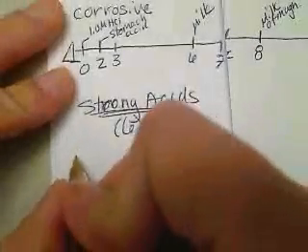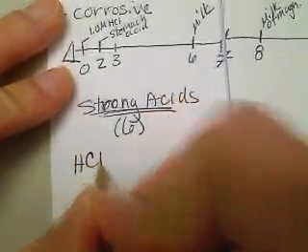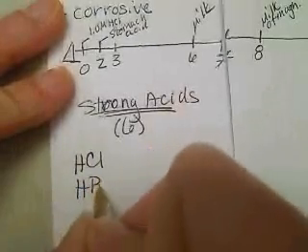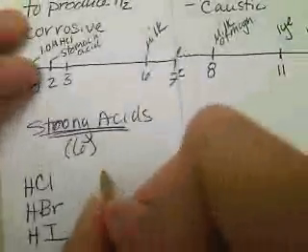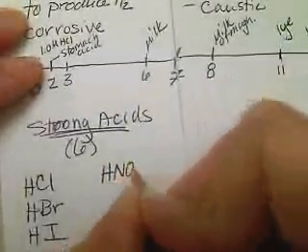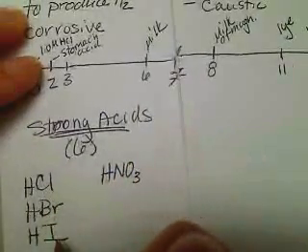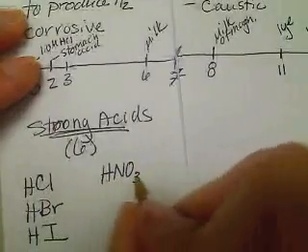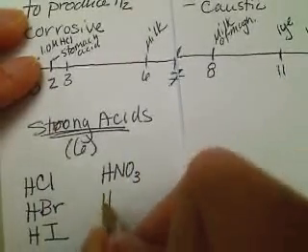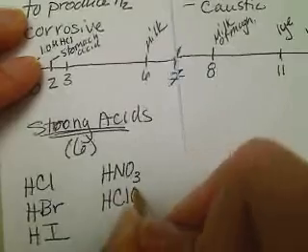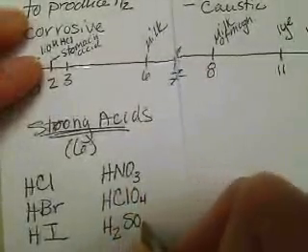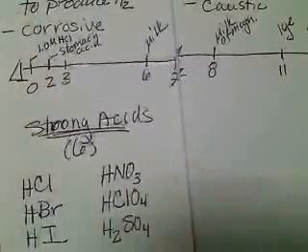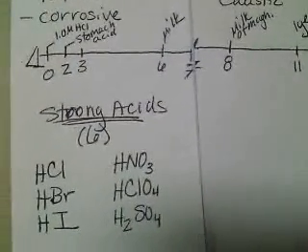All right, so your strong ones are going to be HCl, HBr, HI, HNO3, so we have hydrochloric, hydrobromic, hydroiodic, we have nitric acid, we are going to have HClO4, and then we are going to have H2SO4, okay, sulfuric acid there. So these are all of your strong ones, okay? So if it's not a strong one, it must be a weak.